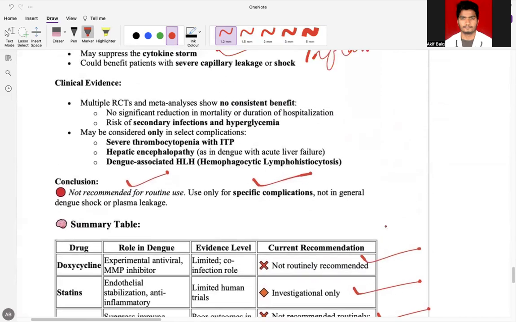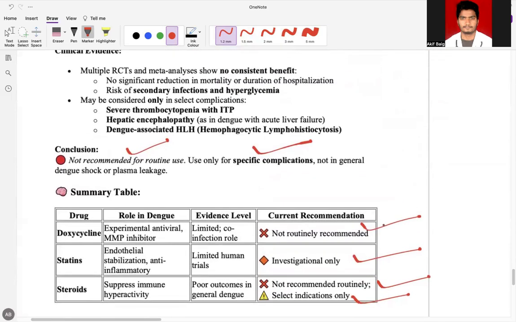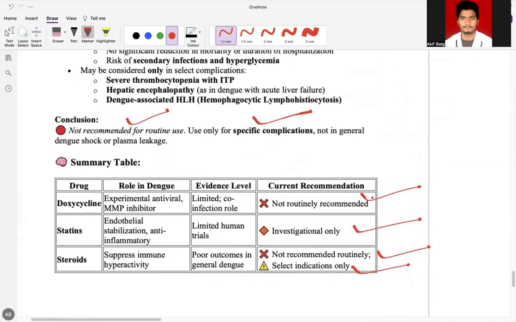So the current recommendation: doxycycline not recommended, statins investigational only, steroids not recommended routinely, only for selective indications like severe dengue capillary leak which is not responding to IV fluid therapy or to blood transfusions as well. If it is not responding to that, then it is the treatment of choice.